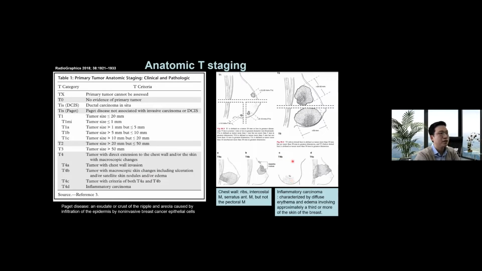And T4b indicates satellite nodule or skin involvement, macroscopic skin changes, and also this skin changes is included in T4b, and T4c includes both finding down to chest wall to up to skin involvement, and T4d is inflammatory carcinoma. It's also clinically characterized by diffuse erythema and edema involving approximately a third or more of the skin of the breast.